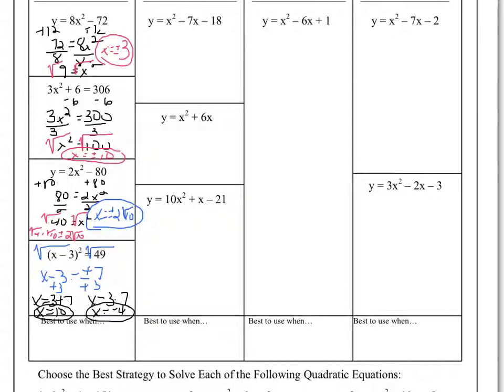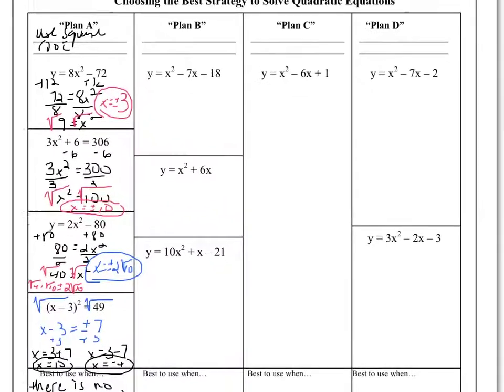Okay, so again, just to put a little note, this is best to use when there is no b term. That's the middle term. There is no b term. If you want to just put a little reminder, that's the middle. All right, let's continue on to the next one.